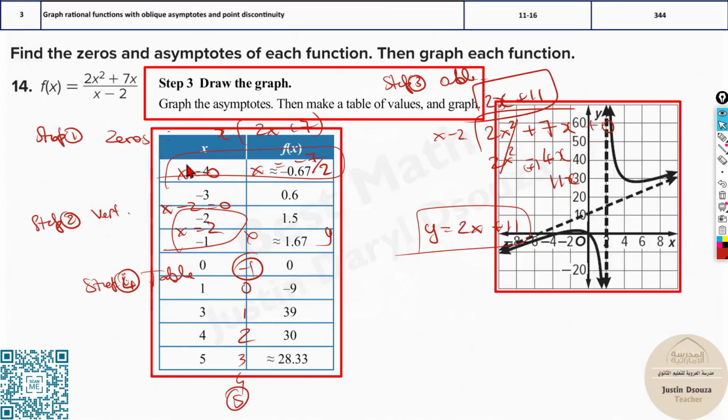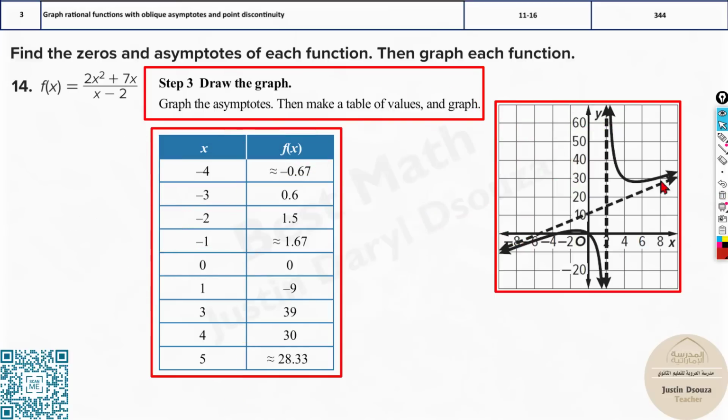See, let's look into that 0 and minus 7 by 2, which is minus 3.5. You can see there is 0. Yes, it's touching the x-axis, and at negative 3.5 also it touches the x-axis. So that is the graph. Then over here as well.